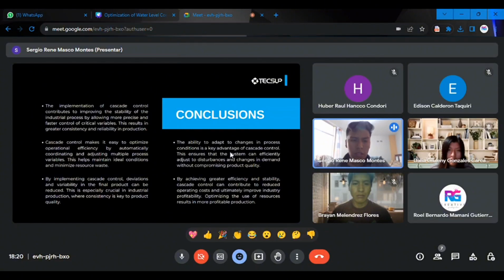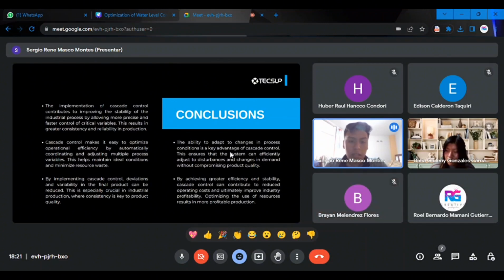Conclusions. The implementation of cascade control contributes to improving the stability of the industrial process by allowing more precise and faster control of critical variables. This results in greater consistency and reliability in production. Cascade control makes it easy to optimize operational efficiency by automating, coordinating, and adjusting multiple process variables.